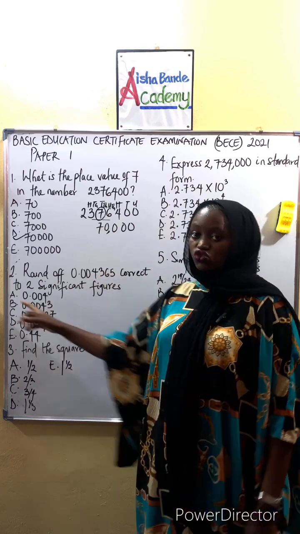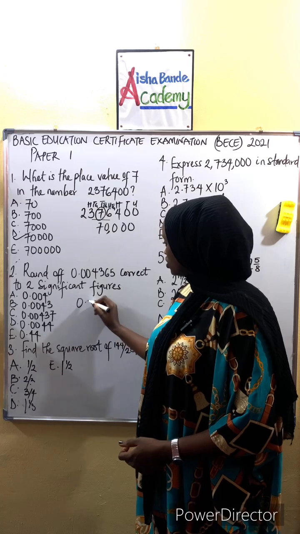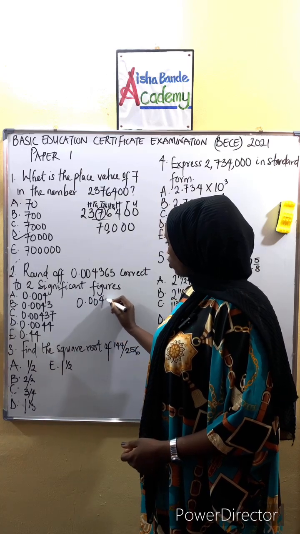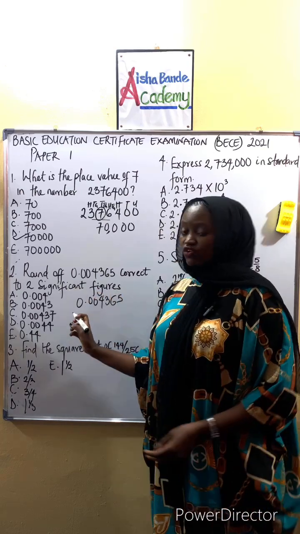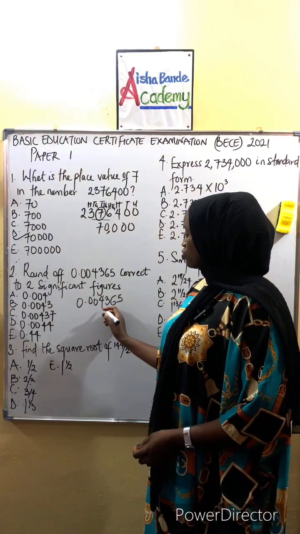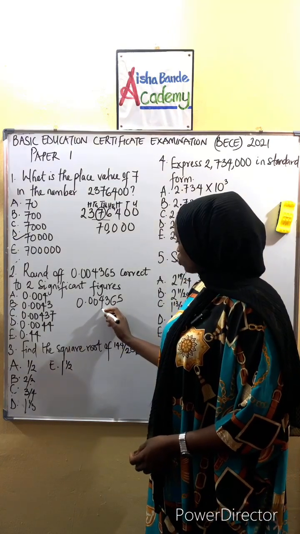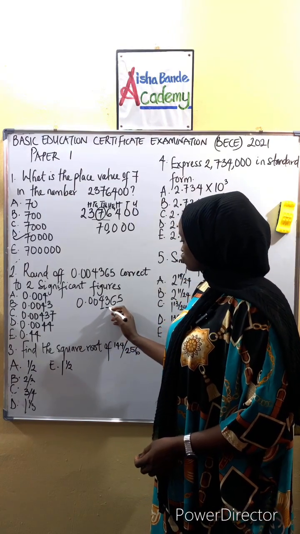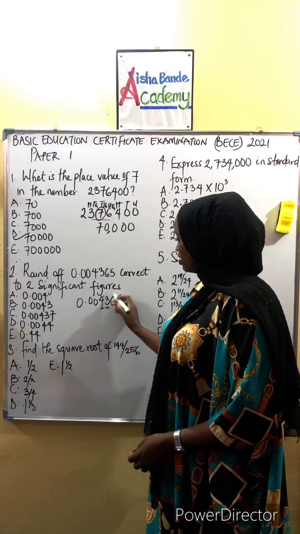0.004365 correct to two significant figures. So let's solve this. This is 0.004365. So to two significant figures, we start counting from the non-zero numbers, which start from 4. So here we have 1, 2. So we're going to stop at the figure 3. So the number after 3 is 6.